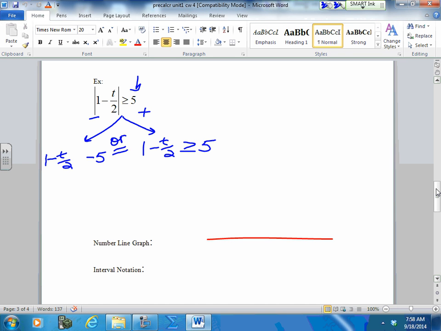Okay, and watch, this makes sense if you flip the sign. You see that your signs are both going in the opposite direction? It's building your OR statement. There's your OR. Now solve them. Yeah, it has a fraction. So what can I multiply every term by to get rid of this fraction? 2. Let's multiply every term by 2. 2 minus t greater than or equal to 10.